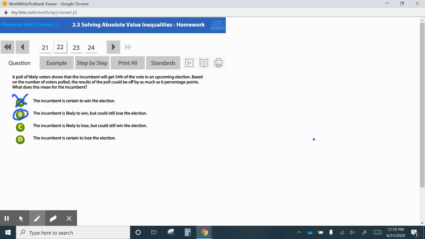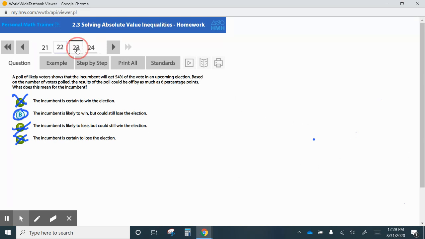Let's take a look at C. Not likely to lose, because again they're up in the polls. The incumbent is certain to lose the election. There's nothing certain with elections. So in this case, the answer is B. Okay, I will give a little warning: polls only poll a certain amount of the population. The only real true poll is an actual election, because that's when they actually vote. So be careful. Polls have been known to be wrong, so just be careful.